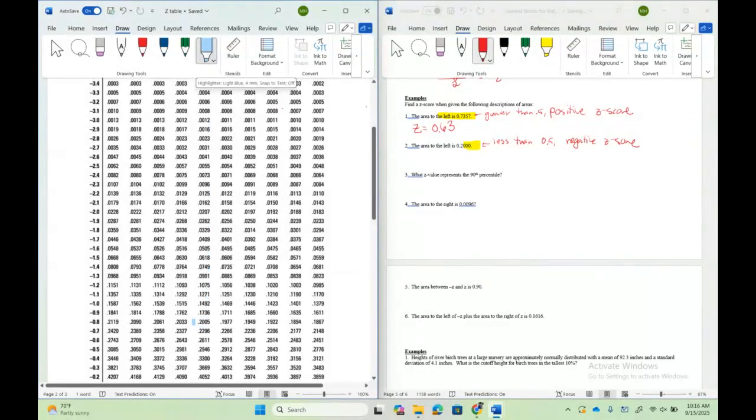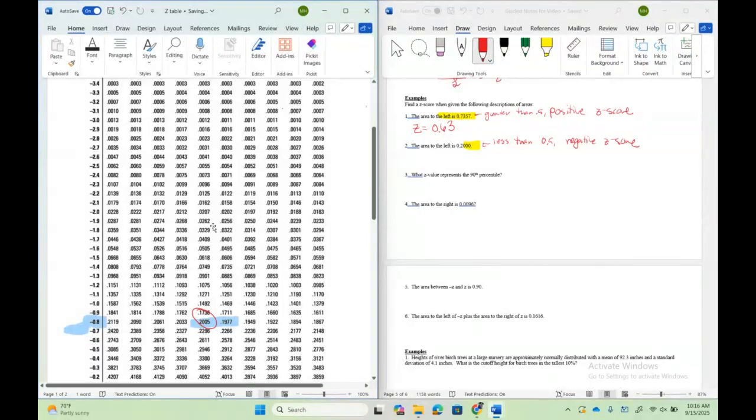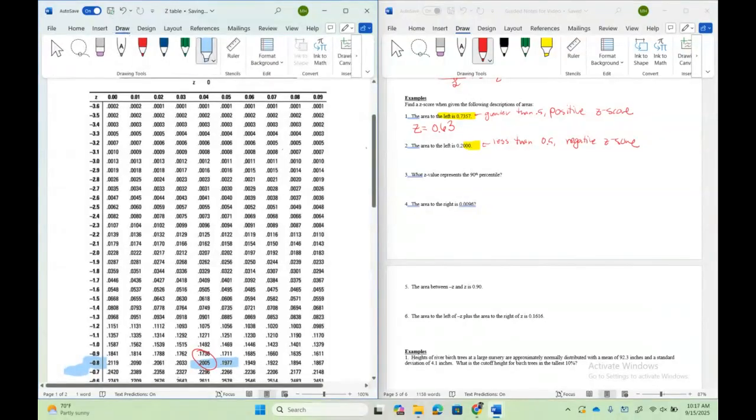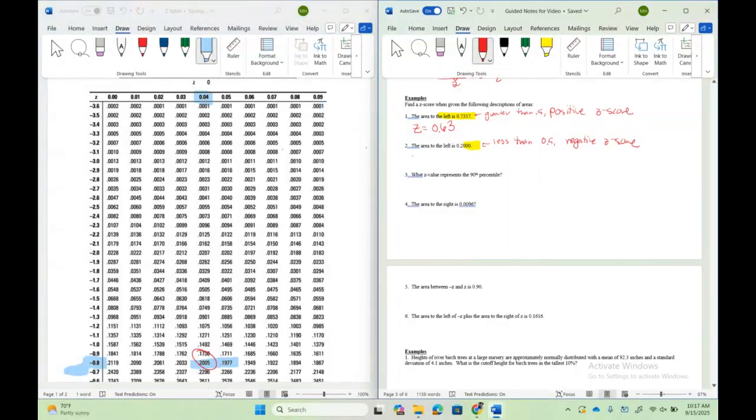All right, here's 0.2005. It looks like 0.2 would land right in between these values. Okay, so I just want to pick the one closer to 0.2, and 0.2005 is closer. So I'm going to look to the left and then up. So for this one, my z-score would equal negative 0.84. Okay.